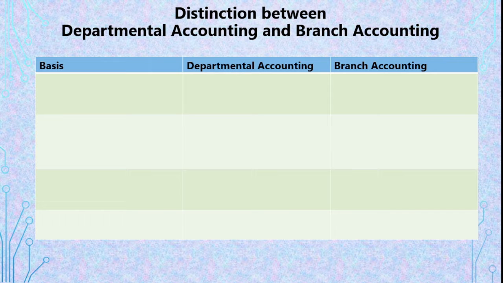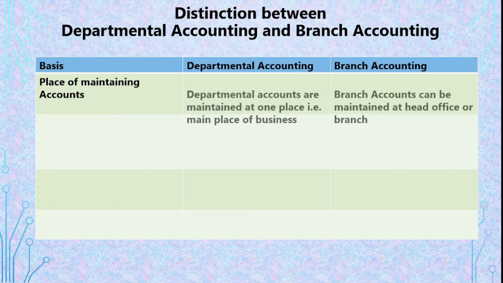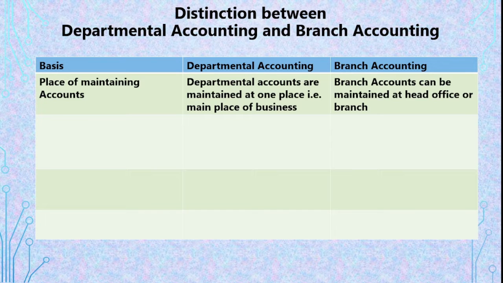Now sometimes we are asked what is the difference between departmental and branch accounting. We all know that departmental accounting is done for separate departments, and similarly branch accounting is done for separate branches. But what is the difference between the two? So number 1 is place of maintaining accounts. So where do we keep the accounts? Now in case of departmental accounting, the accounts are maintained at one place, because ultimately business is running at one place. You see, departments are separate cost or profit centers created in one business at one place. All the departments are running at one place, so only at one place we are having all the accounts also.